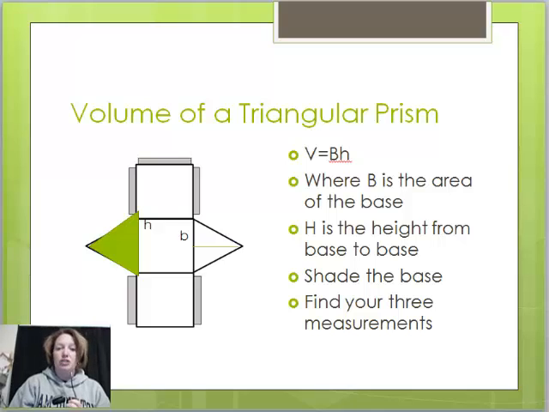All right, the next prism we're going to do is a triangular prism. Now this is a triangular prism because the bases are triangles. They are not the rectangle, even though it may be sitting on the rectangle, it is the triangles. Same formula, V equals BH, where B is the area of the base, and again we shade in, so you pick one of the triangles and just shade it in. H is the height from base to base. So from triangle to triangle, how tall is this prism? Make sure you've shaded in the base, and then you need to find your 3 measurements. So we have the height from triangle to triangle, we have the base of the triangle, then your 3rd measurement is actually the height of the triangle itself.